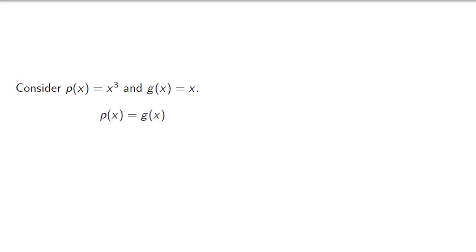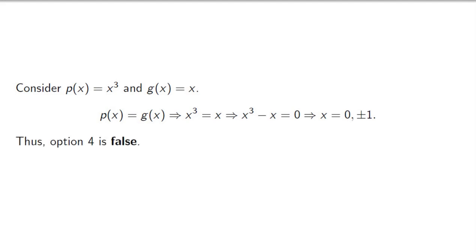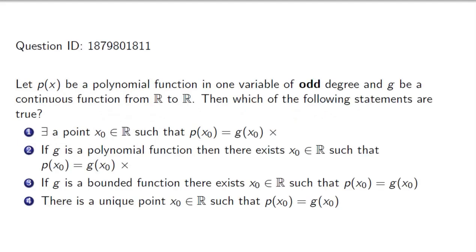Then p(x) equals g(x) implies that x cubed is equal to x, which is the same as x cubed minus x equals 0, and which gives x equals 0 and plus minus 1. So we see that p(x) equals g(x) may not have a unique root x naught in R. So option 4 is also false.